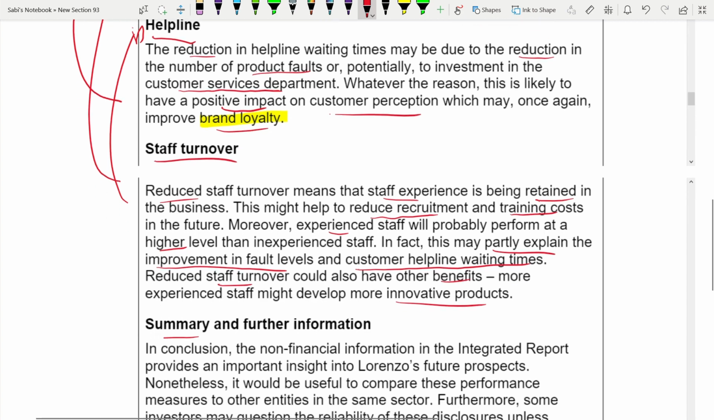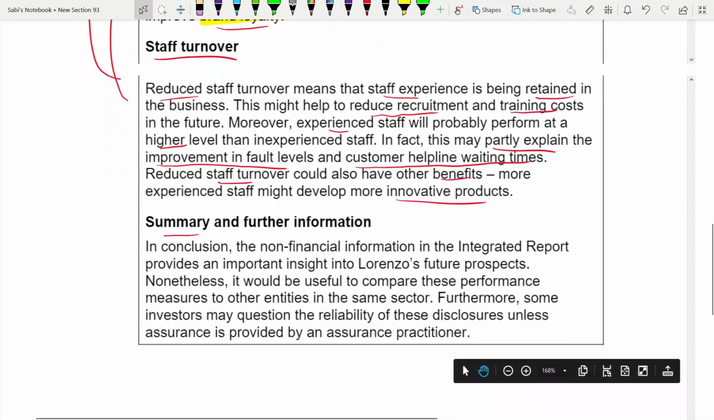Now summarize everything. So if you just go by profit, it's a pessimistic view. But if you link this with the profit, it shows a pessimistic view. So now, in conclusion, what would you say? How would you conclude it? The non-financial gives insight into their future prospects, talks about the future rather than the past history. So you can compare this performance with other entities in the same sector.